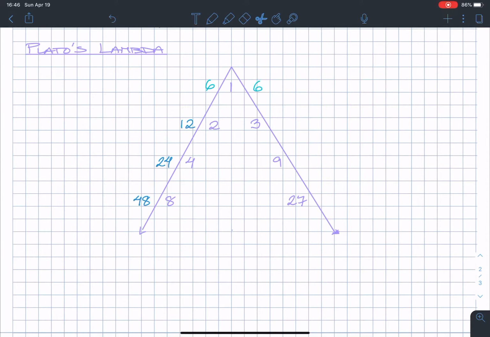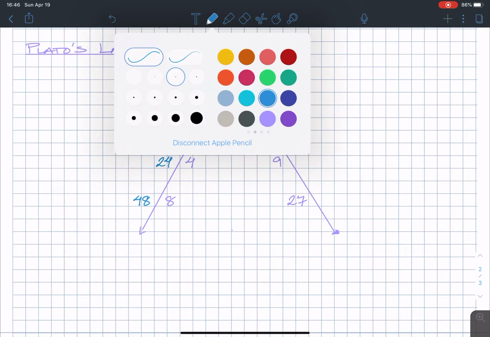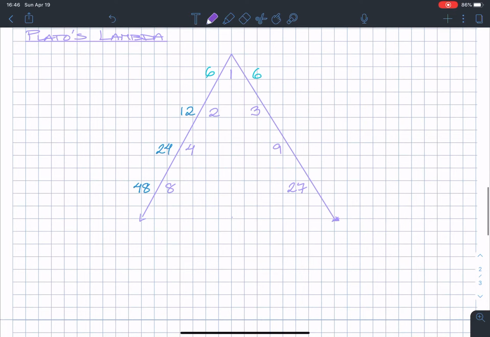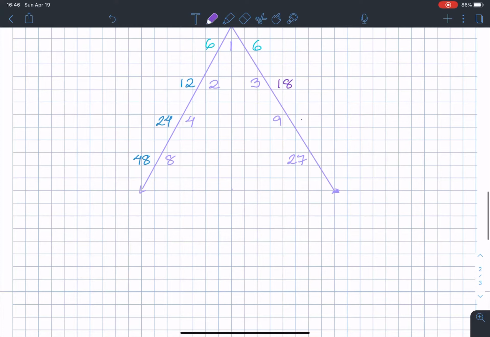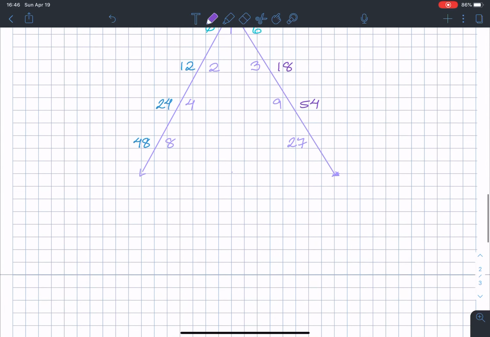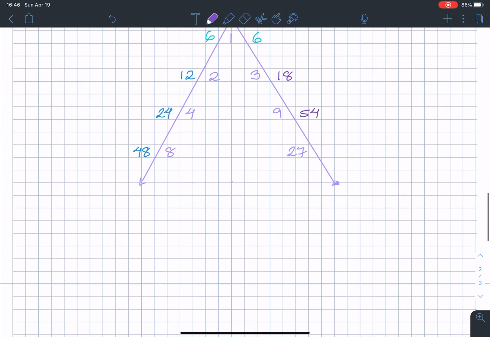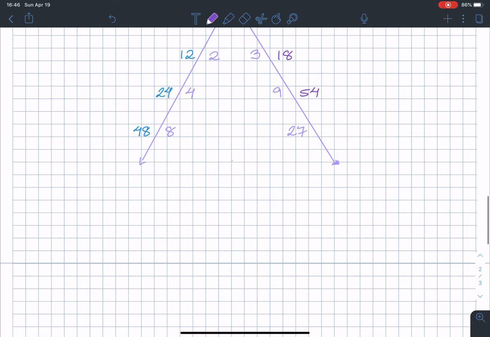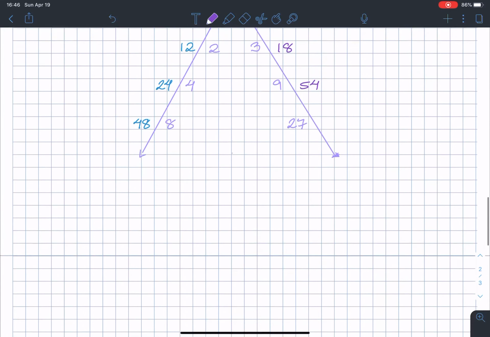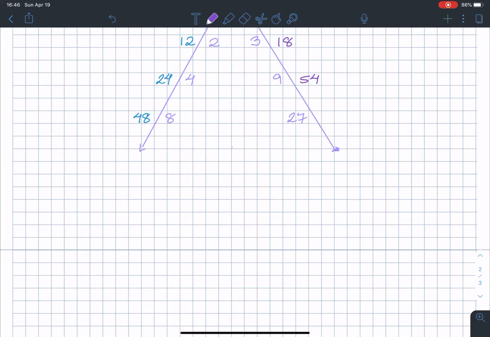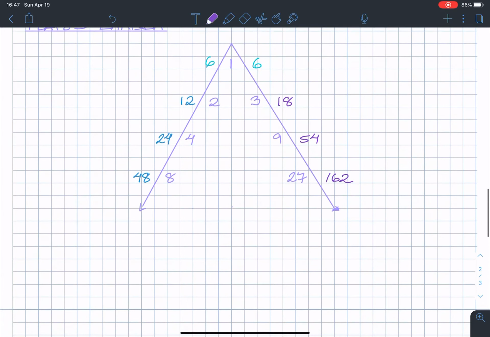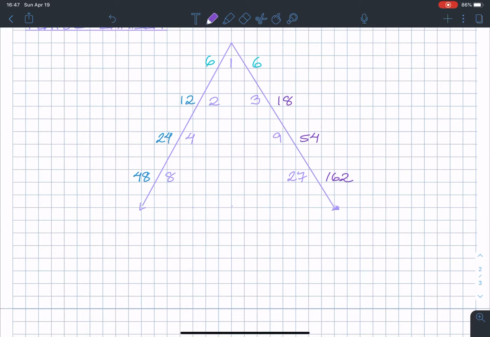Now on the right, I'm going to triple. Let's use purple, dark purple. Okay, so 6 times 3 is 18. 6 times 9 is 54. 6 times 27, well, instead of doing that, I'm just going to say 54 times 3. Well, 50 times 3 is 150, and 4 times 3 is 12. So 150 plus 12 is 162. So that's actually 27 times 6, hopefully, if I did the math right.